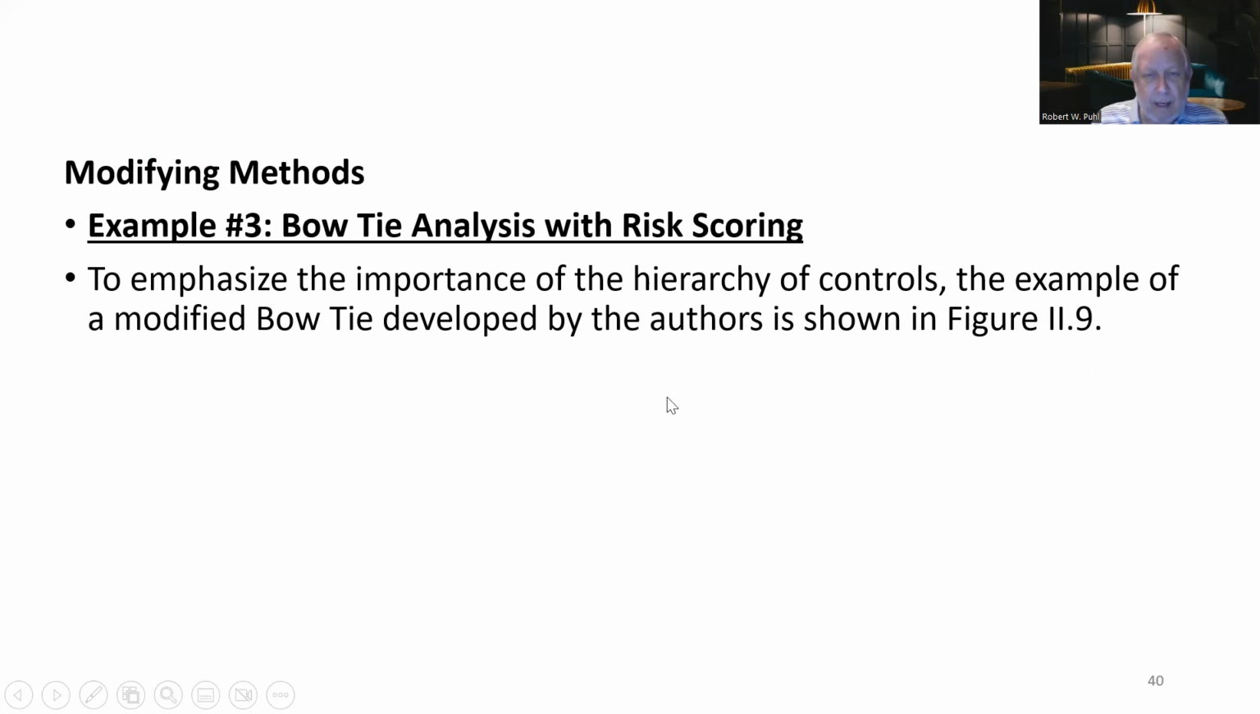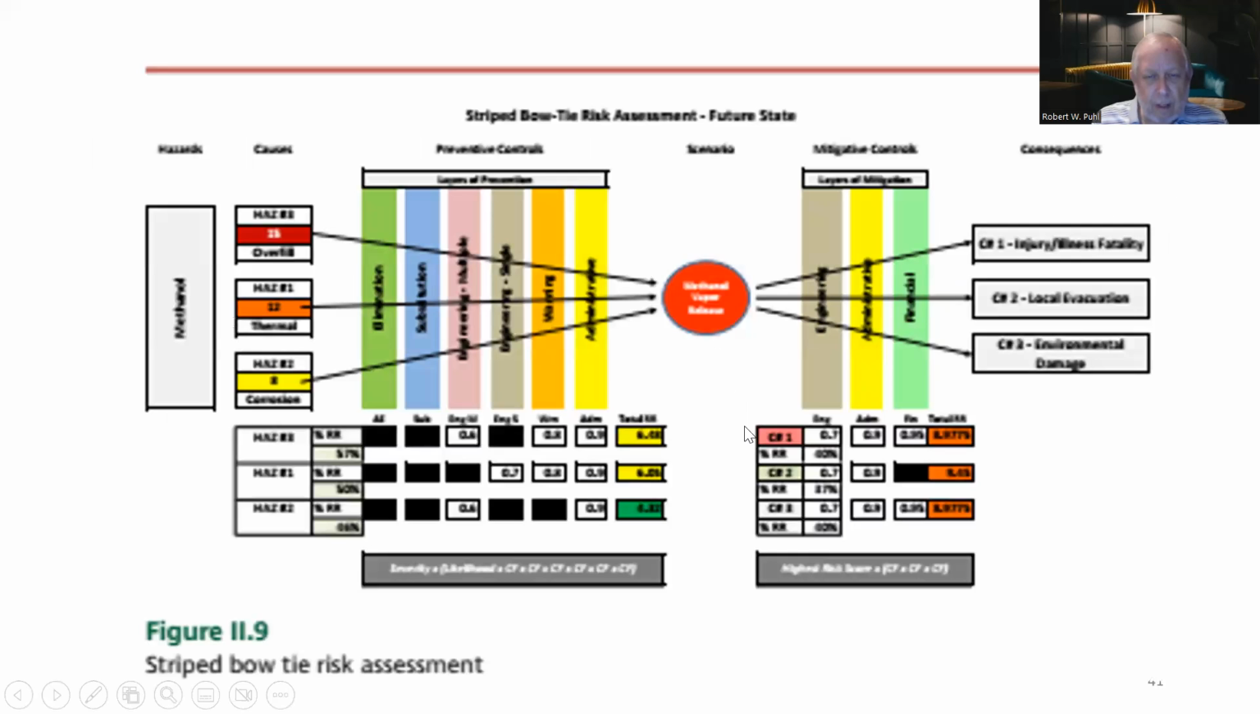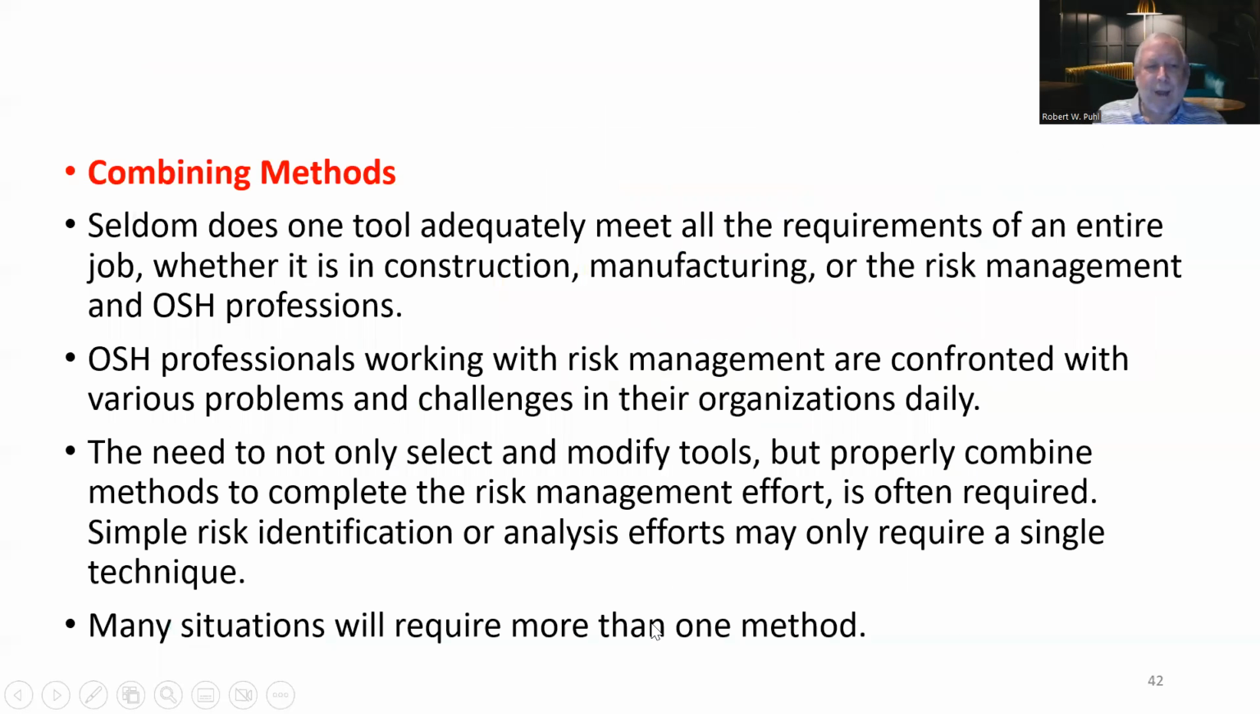Now, this is number 3, bow tie analysis with risk scoring. And I'm not going to get into this too much because it's really a lot to get into for this course. So it's in there. It doesn't go into a lot of detail in the book on it, but you have to understand what it is. And this is looking at it from 2 different ways. And it's hard to read. But I see why it's a striped bow tie analysis. It looks like a bow tie. Okay. So they call the other one square analysis. I don't know. Combining methods.